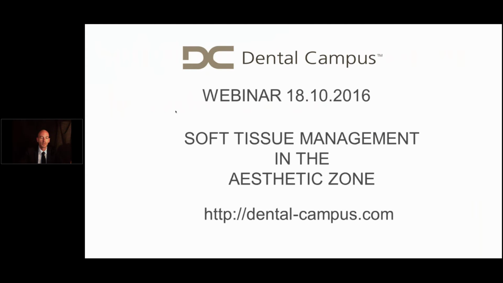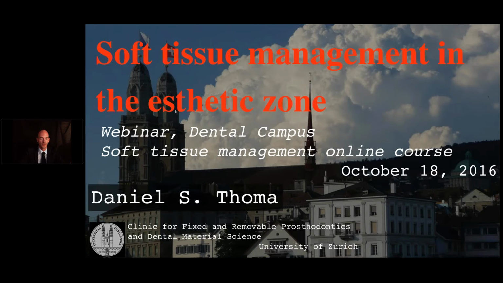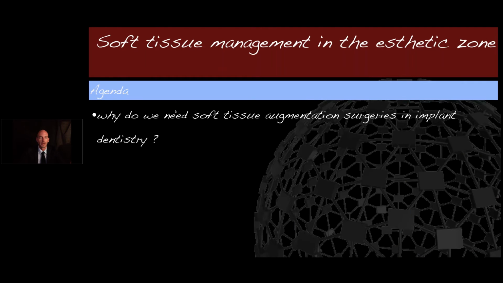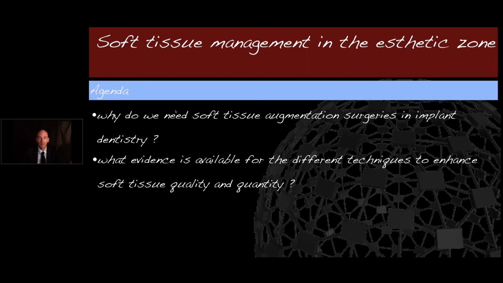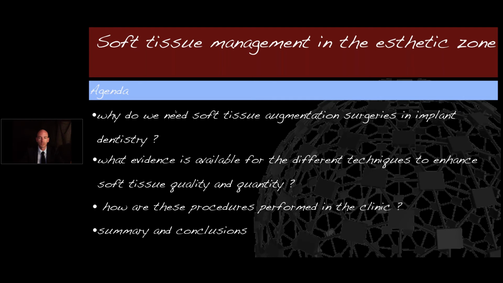So I'd like to give you a brief outline of our lecture for the next half an hour. We're going to cover a few questions. First of all, why do we need soft tissue augmentation surgeries in implant dentistry? And what evidence is available for the different techniques to enhance the soft tissue quality and the soft tissue quantity? And we'll then go more into detailed clinical procedures for the two types of surgeries. And at the end, we're going to summarize and draw some conclusions before we go to the question and answers.